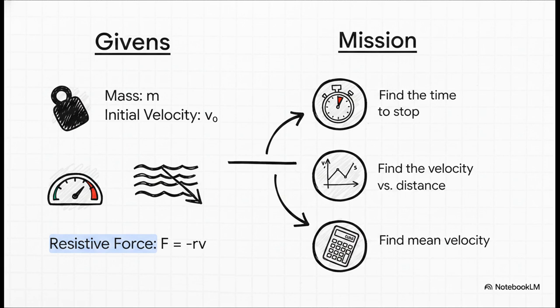So here's our mission. We're given the basics on the left: the boat's mass, m, its starting velocity, v0, and the rule for that resistive force, F equals negative Rv. And our job is to find three things. First, how long does it take for the boat to stop? Second, how does its velocity change as it covers distance? And third, what's its average velocity over a specific chunk of its journey?